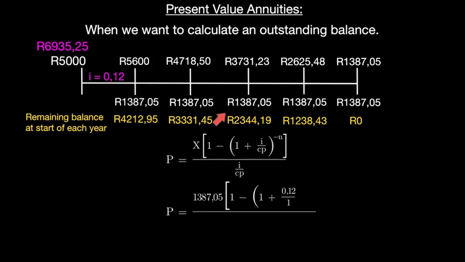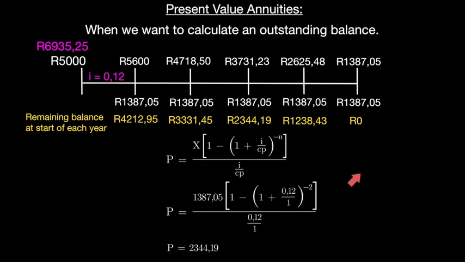We're going to pay it off over 5 years, and they ask us what the remaining balance is after 3. So 5 minus 3, 2 payments remain. So N is going to be 2, I is 0,12 and our compound periods is 1. We do this calculation on our calculator, and you will see that the present value after 3 years, or the outstanding balance, is 2,344 Rand and 19 cents.